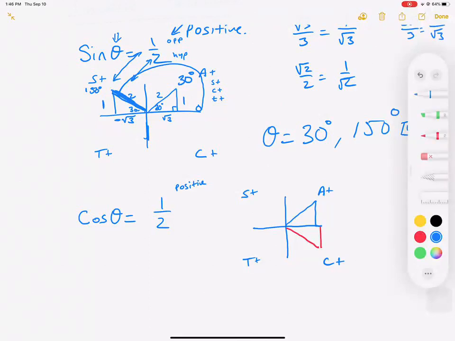We don't know the angle yet, but we do know that the adjacent is 1 and the hypotenuse is 2. Based on this angle here, the adjacent is 1 and the hypotenuse is 2. The third side has to be square root of 3.